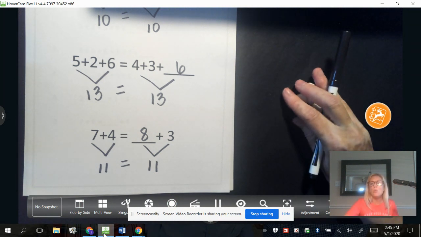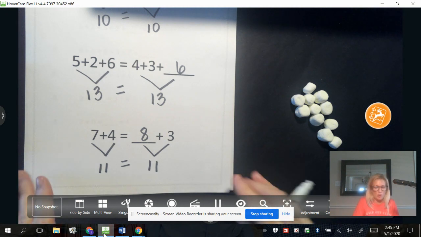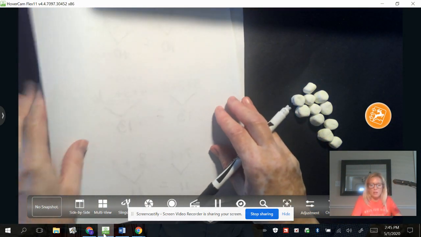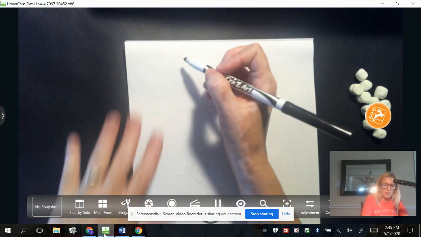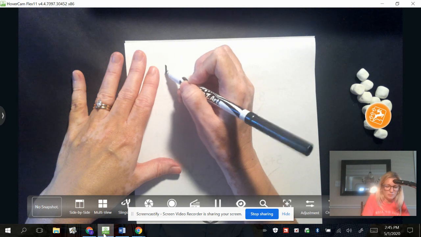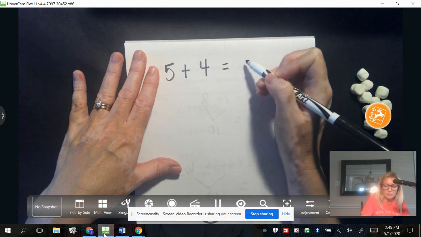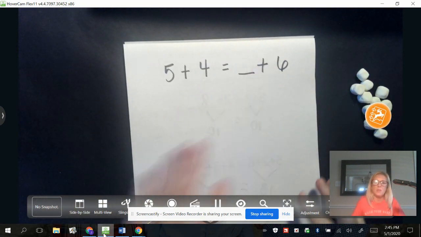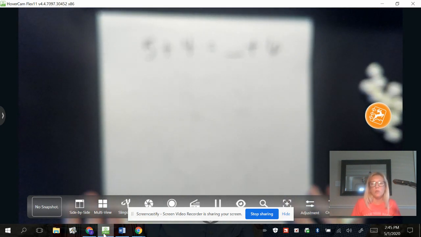Now, let's just take this one step further. If you wanted to challenge yourself and also draw this to solve, you could. So let me show you how you can do that. We're going to just flip this over to the back, and we're going to go with this. All right. 5 plus 4 equals blank plus 6. So this is you drawing it if you want to.